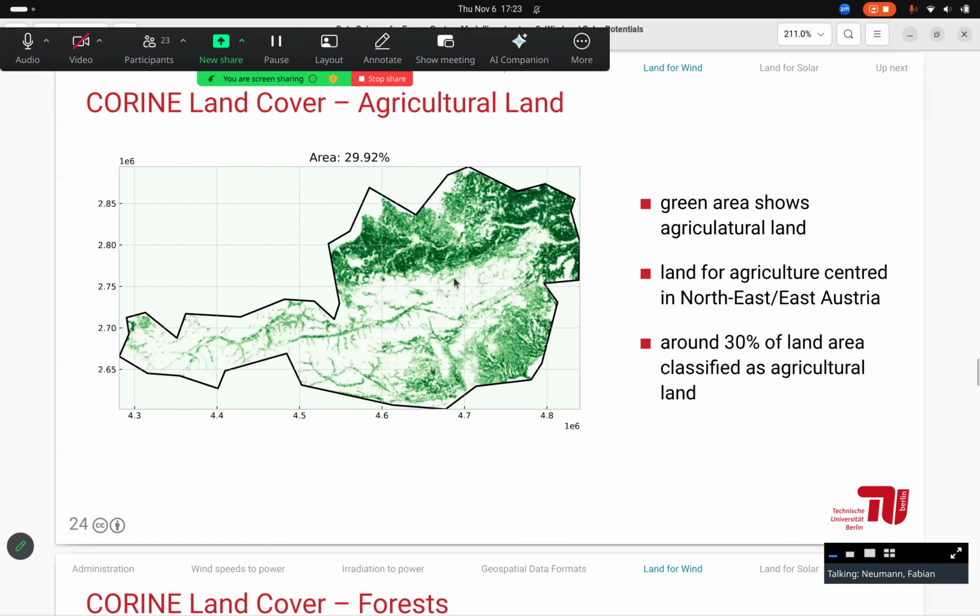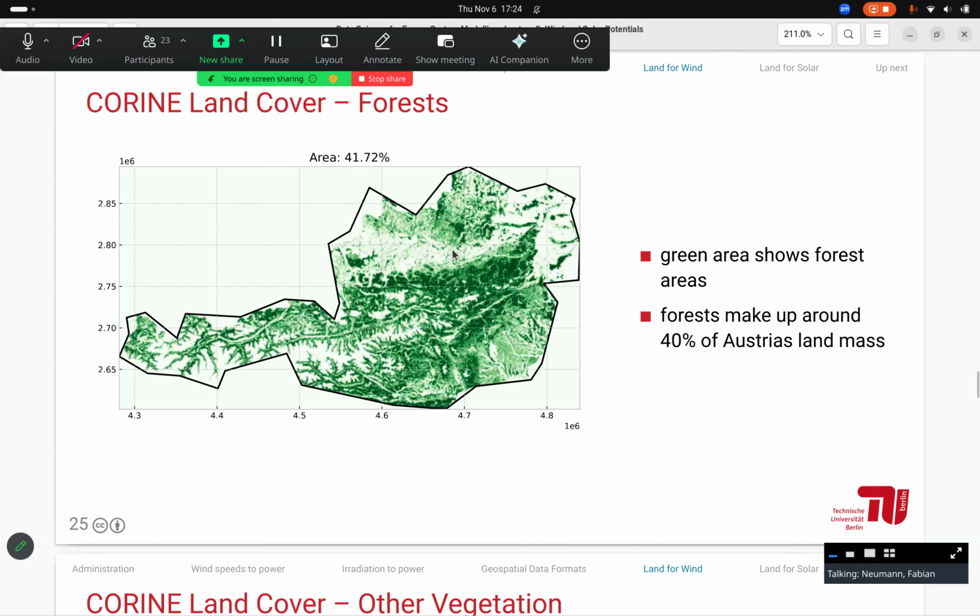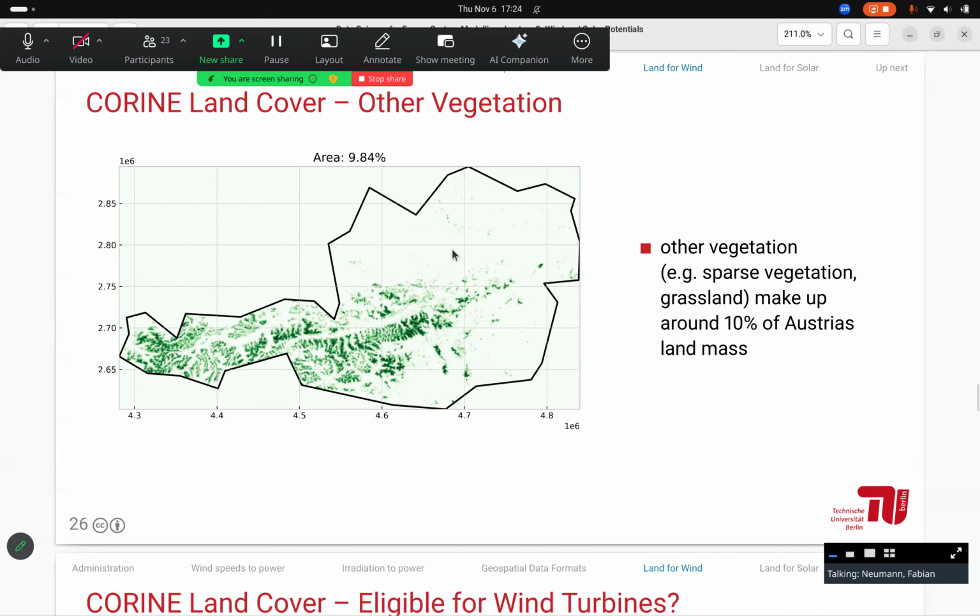And if you look at the agricultural land in the same data set, that makes up around 30% for an individual set of classes. In the Alps you maybe don't have that much of that, but in northeast and eastern Austria you have much more. Forests make up 40% of the area, and then there is other vegetation, another class. You see that more in the mountainous areas, like grassland, for example, which makes up around 10%.